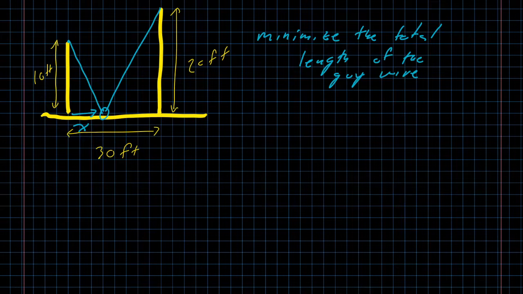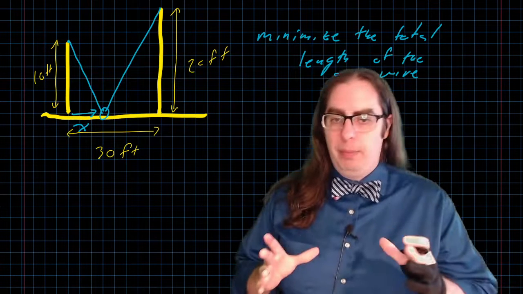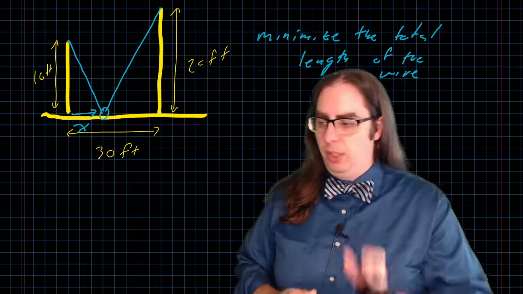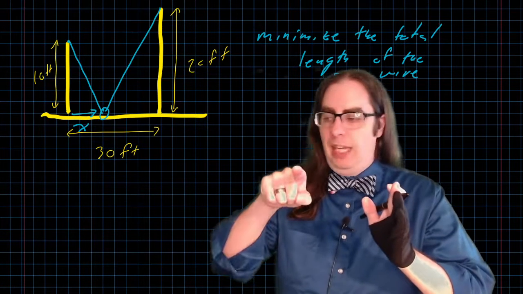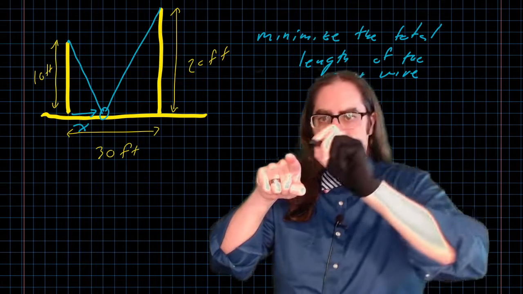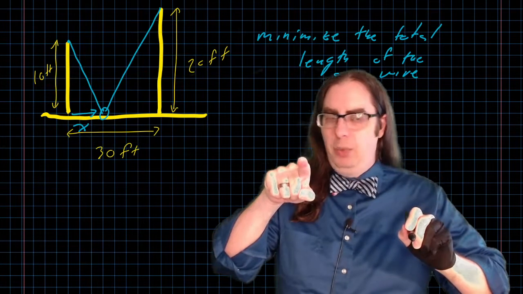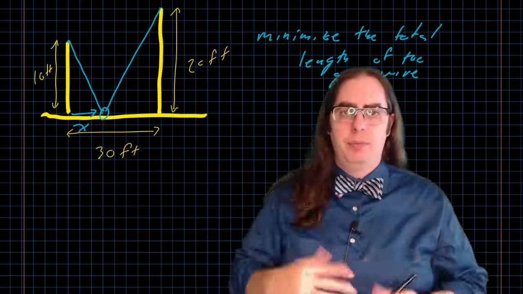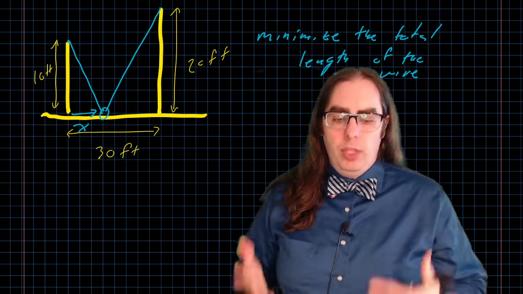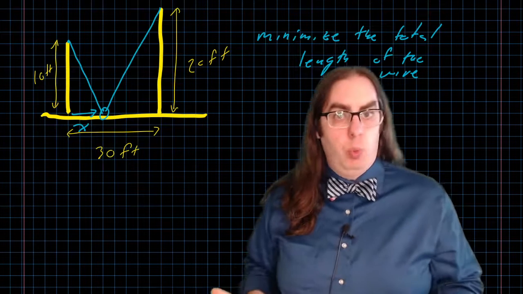I think that you will notice that the anchor has to be somewhere on the straight line between the two poles. If the anchor is anywhere else in three-dimensional space, right? Imagine that this is the straight line between the two poles. If I put the anchor over here, now I have to go out and back, which is using a lot more wire than if I just went straight down. So we know that this is a problem in just one dimension.